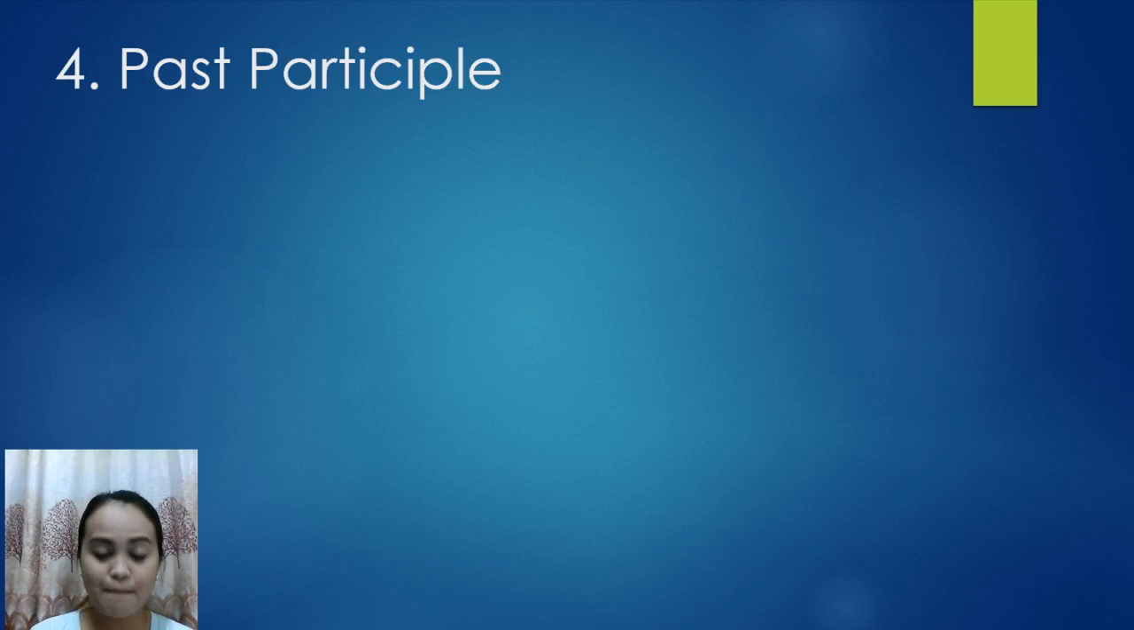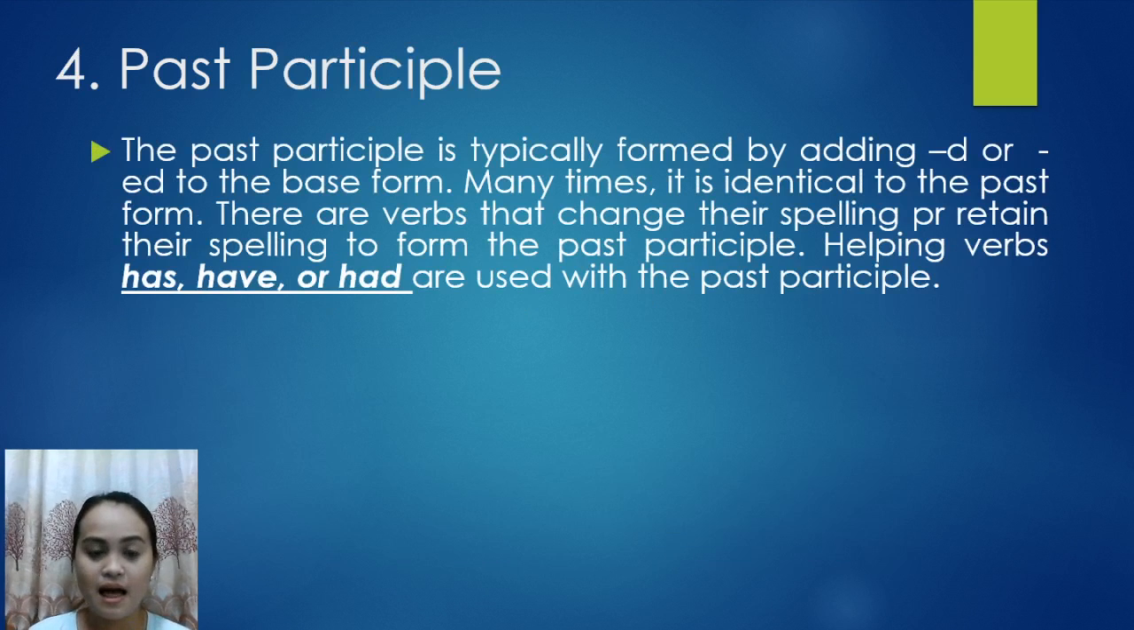Number 4, the past participle. The past participle is typically formed by adding D or ed to the base form. Many times, it is identical to the past form. There are verbs that change their spelling or retain their spelling to form the past participle. Helping verbs has, have, or had are used with the past participle.